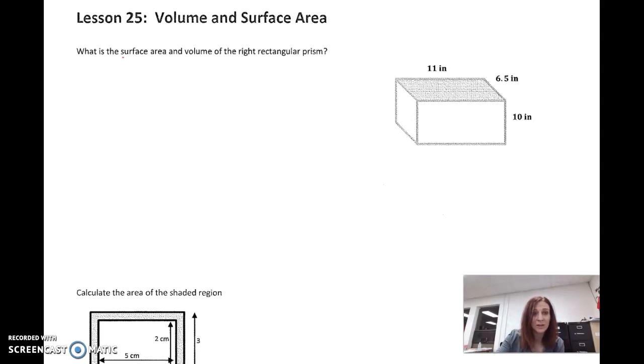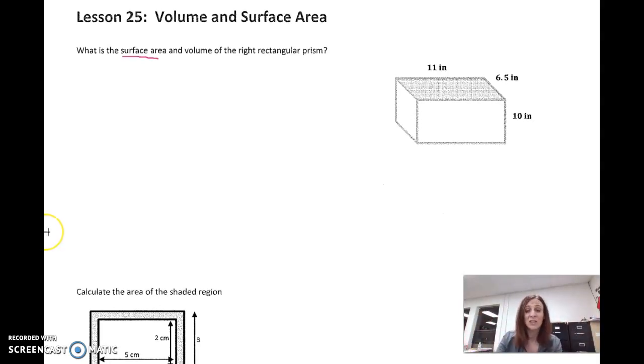Okay, so let's start with surface area. Surface area, remember, is the amount of wrapping paper or the amount of paint we need to cover the outside. Basically we find the areas of all the surfaces and add them together. It doesn't really matter the order you do this in, okay? I'm just going to add up the area. We could use a formula.